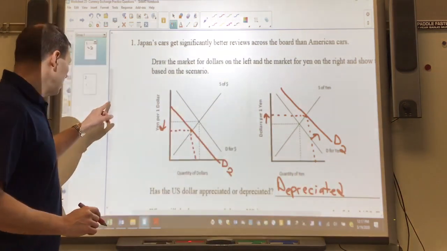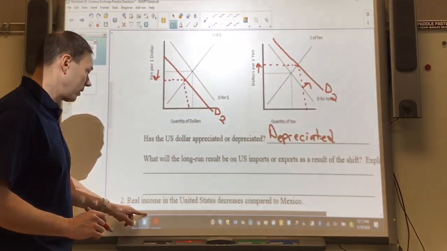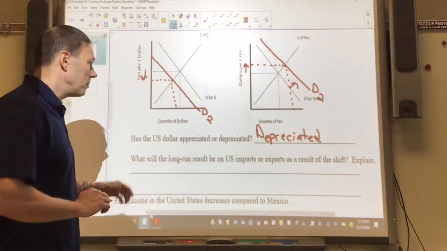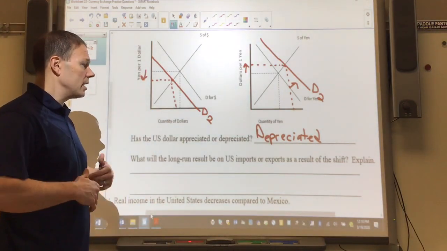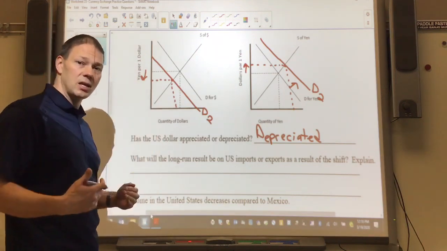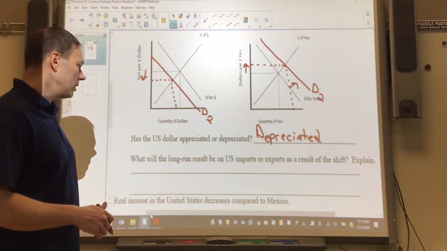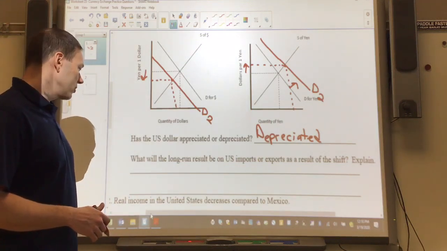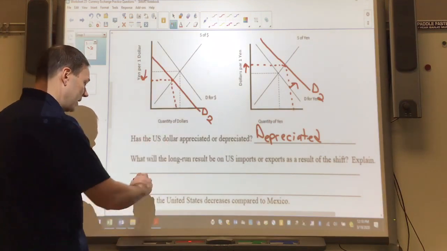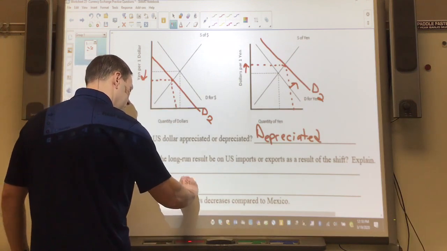All right, and if you're looking at it from the perspective of imports and exports, so this is now thinking long-term. If the dollar has depreciated, it's going to start making our stuff cheaper, right? It takes fewer yen to get $1. It's going to take fewer yen to buy our things. Our stuff has just become cheaper. Japan's going to begin to buy more of our stuff. And so long run, it's going to make our exports increase. Okay, our exports to Japan are going to increase.